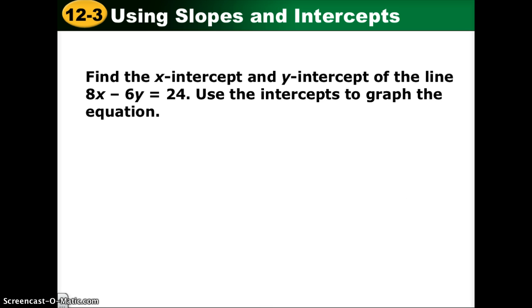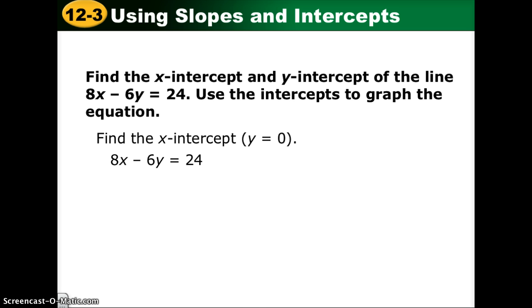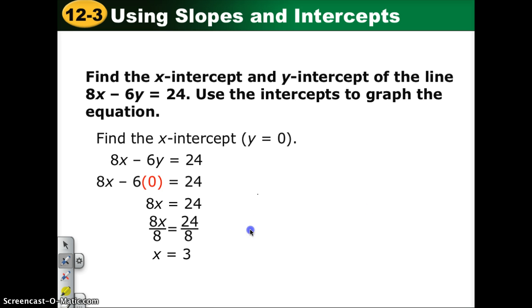Let's try another one. Find the x-intercept and y-intercept of the line 8x minus 6y equals 24. To find the x-intercept, we let y equal 0. So we replace y with 0, we multiply to eliminate, we get 8x equals 24, and x equals 3. So as an ordered pair, x equals 3 and y equals 0.